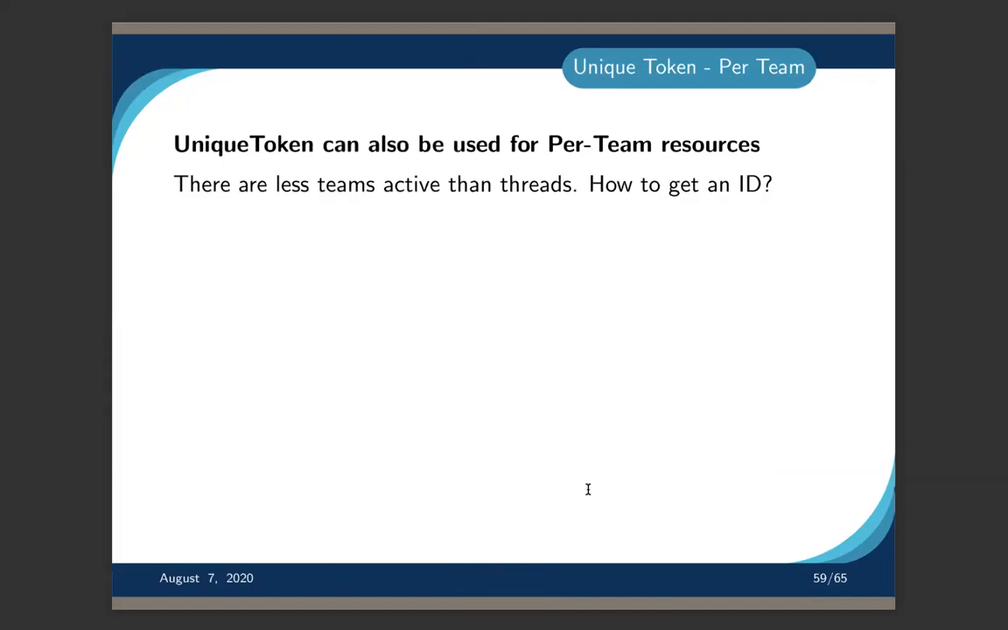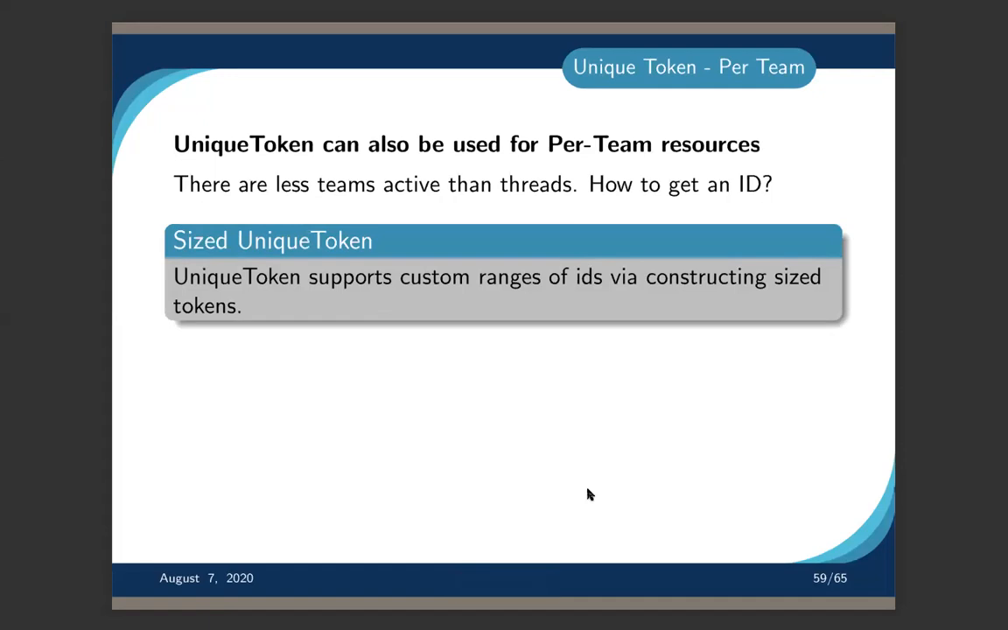Another situation is when you need a unique ID on a per team basis. Generally, there are fewer teams active than there are total threads, right? So you do not want the unique token for the general concurrency. You want something which has a smaller range of counts. And the question is, how do you get that ID? And that is where unique token allows you to size itself. So essentially, unique token supports custom ranges, at least for its instance version, via constructing sized tokens.